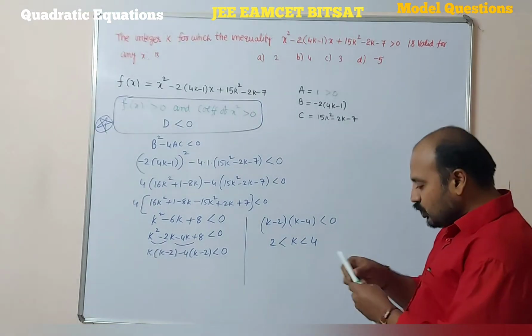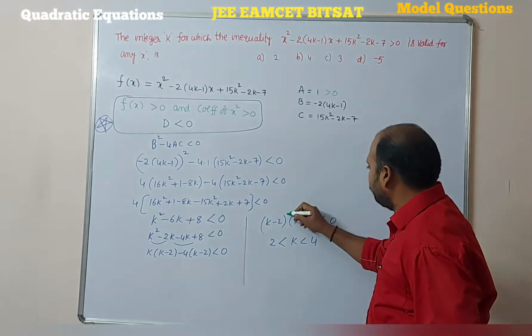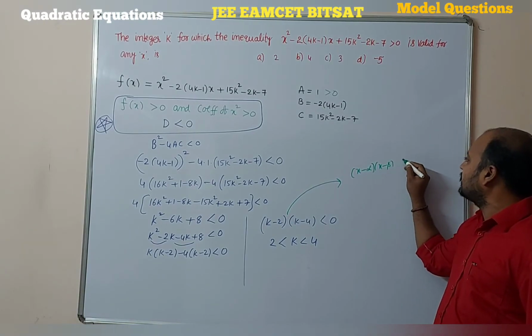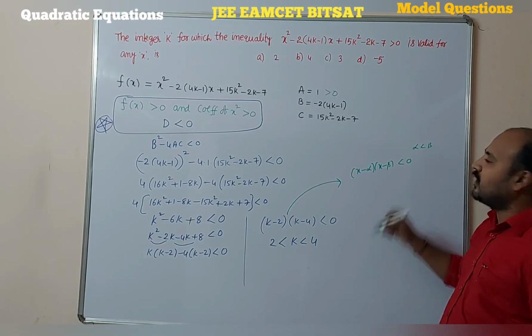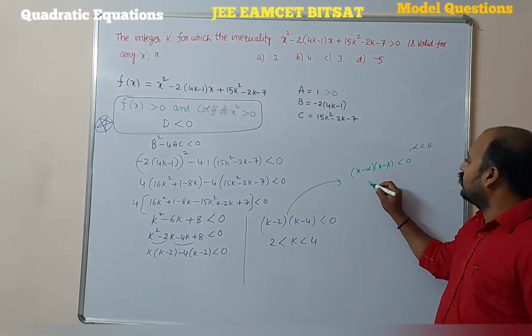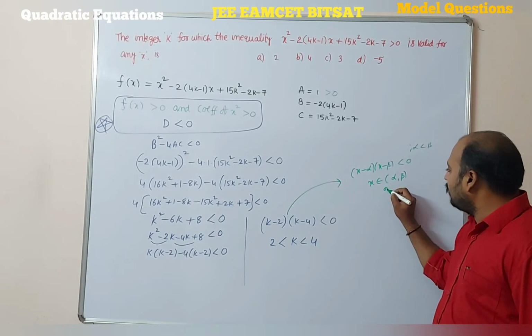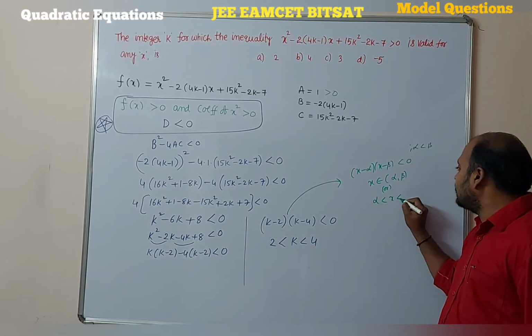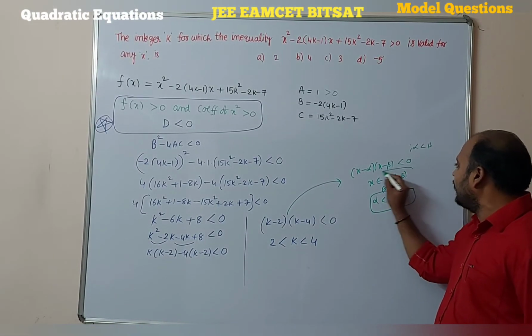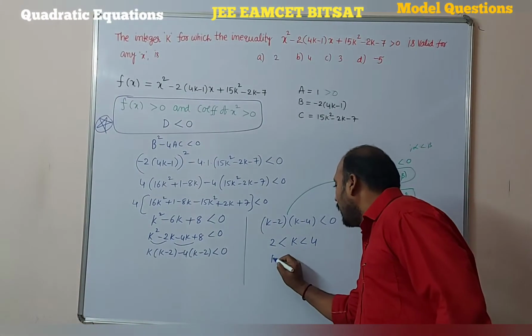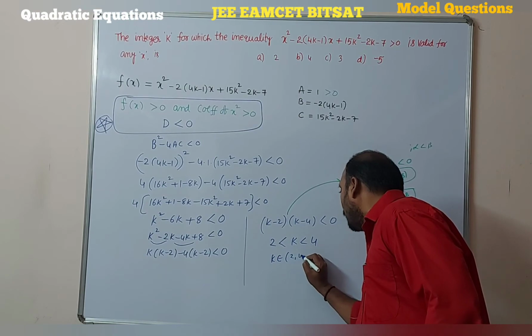So for this also we have one formula. x minus alpha into x minus beta is less than 0 when alpha is less than beta. So x belongs to open interval of alpha comma beta, or alpha is less than x is less than beta. Any one of the representations we will give it. So here accordingly this k belongs to open interval of 2 comma 4.